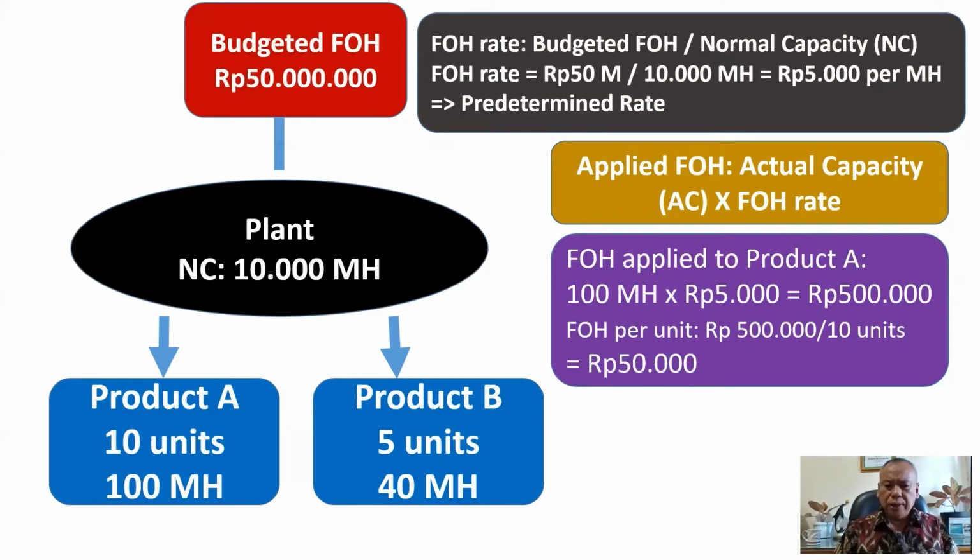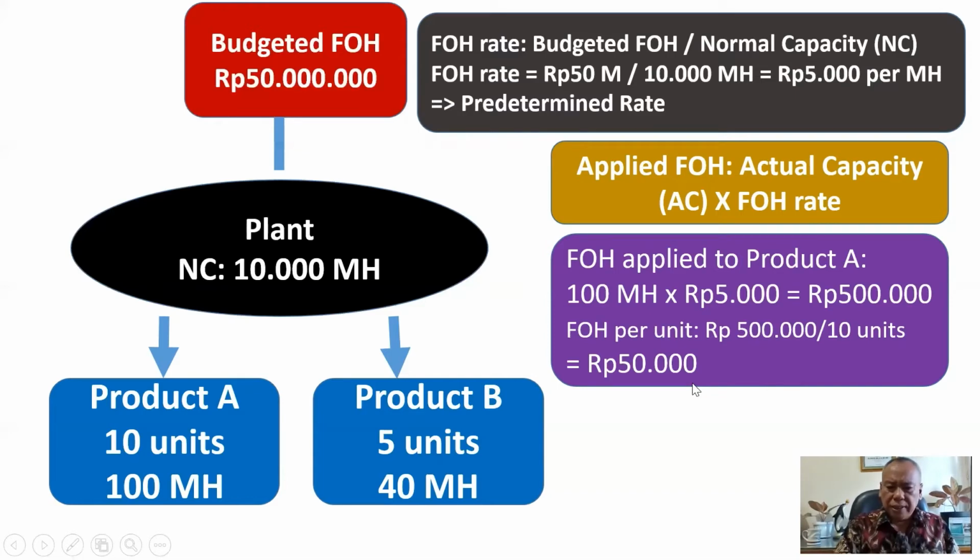And then how do we calculate the factory overhead cost per unit? Actually, we just divide the total applied factory overhead costs by the number of units produced. In this case, 10 units. So 500,000 divided by 10 units, so we find 50,000.